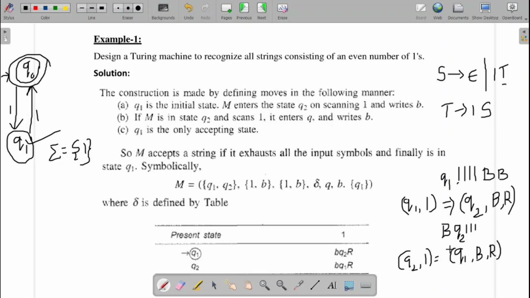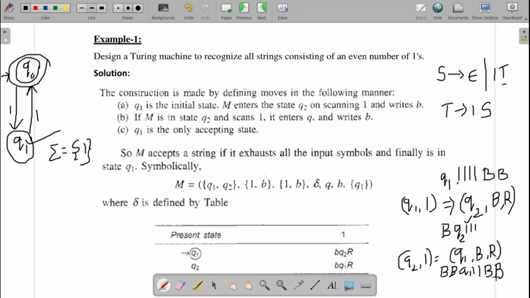Now again the next one is replaced with the blank. Again Q1 on 1, what happens? We will replace it with the blank and change the state to Q2. Then Q2 on 1, again you replace with the blank and you go to the state Q1 again. So once I end, what will I get? Q1 on blank I will get. So Q1 on blank means I will have completed my transition.